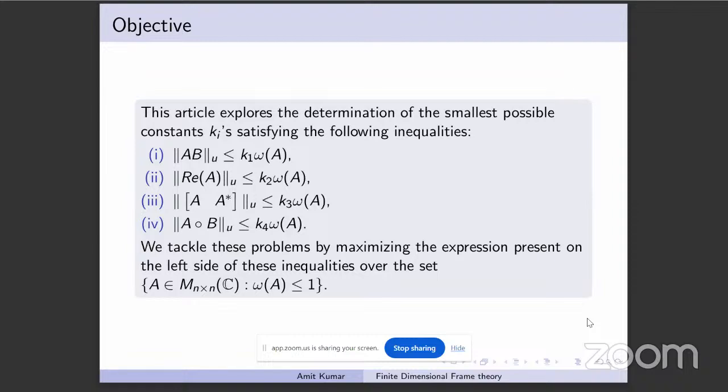Here problems 1, 2 and 3 are motivated by problem B, and the fourth problem is motivated by problem A, which we have mentioned above. We will tackle these problems by maximizing the expression on the left side of these inequalities over the set of n cross n matrices with numerical radius bounded by 1.